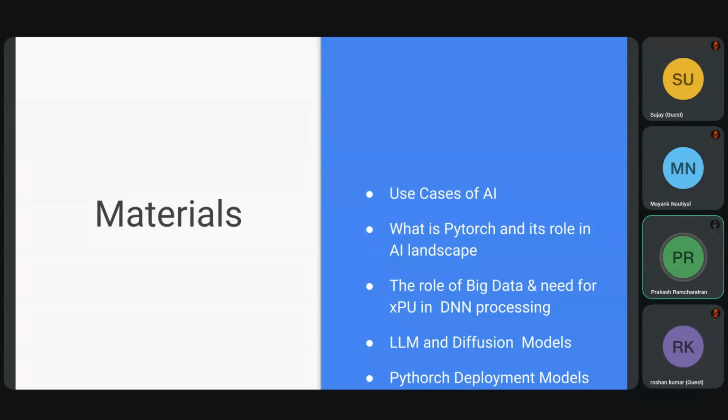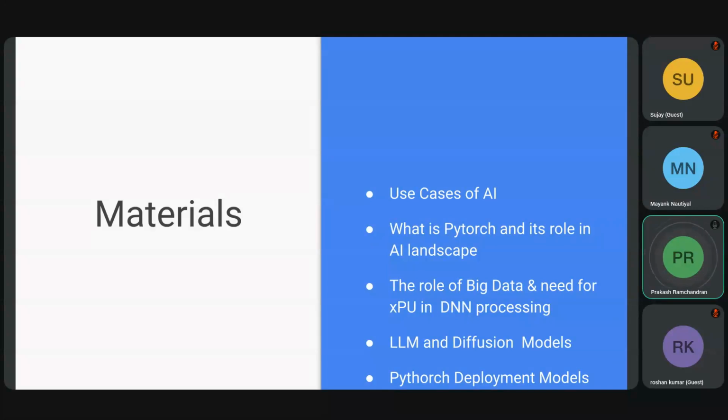Then LLM stands for large language model. Sorry. So when we say use case of AI, we are considering two use cases. I'll say what they are. One is computer vision, and the other is language transformation or use of LLM.